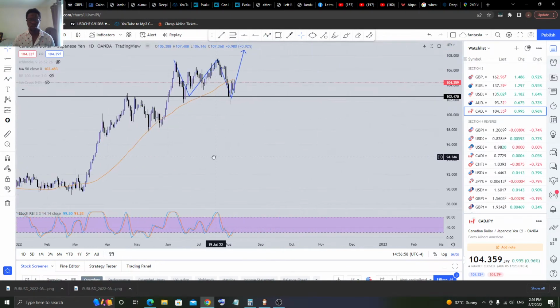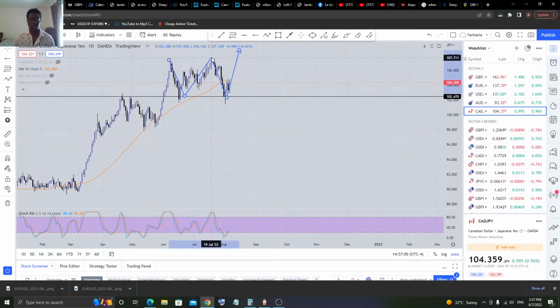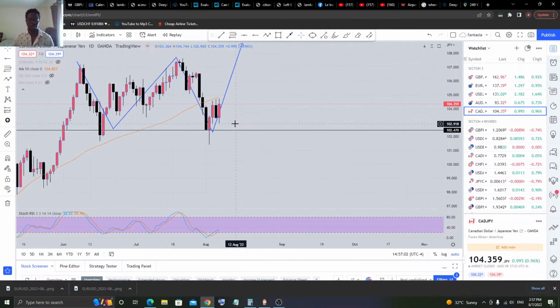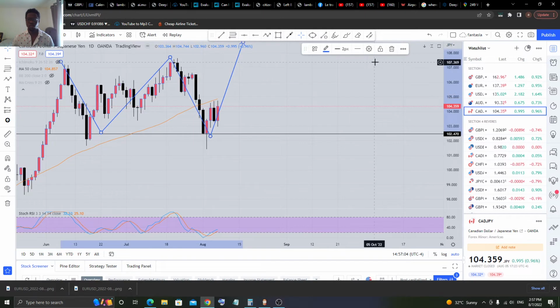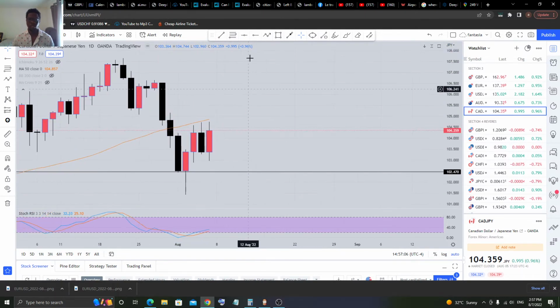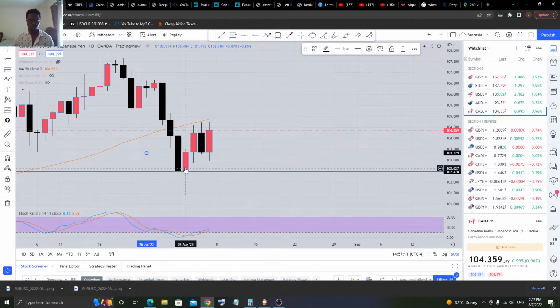Easy, simple as that, guys. Price is going up, and now we can clearly see a break and retest. Look at this break and retest zone. Look at price break through, come to test, and it's going up.